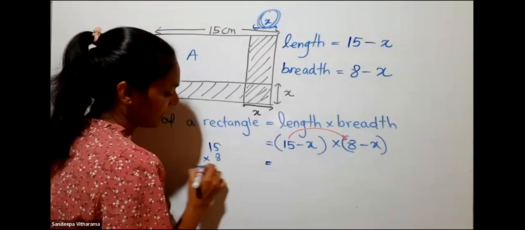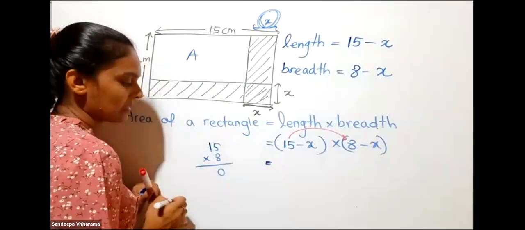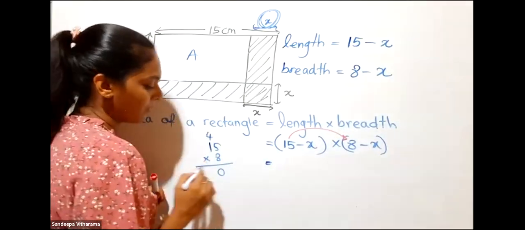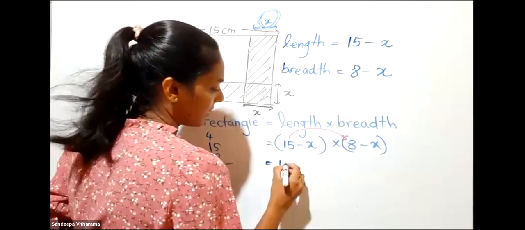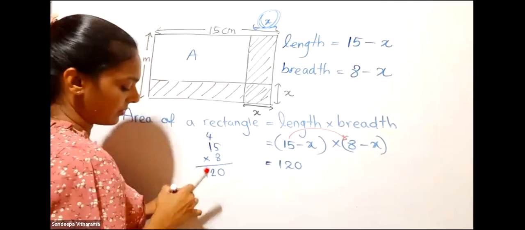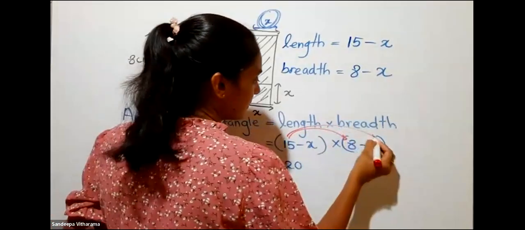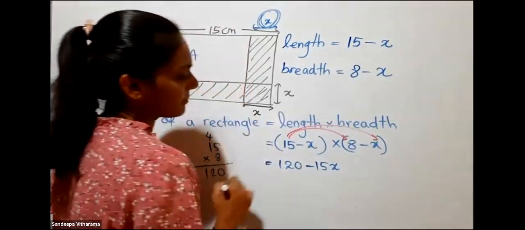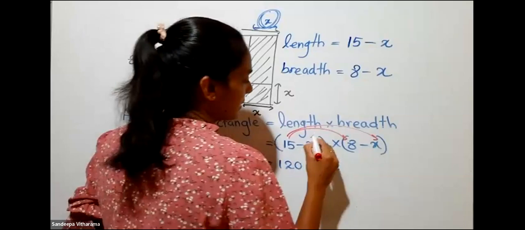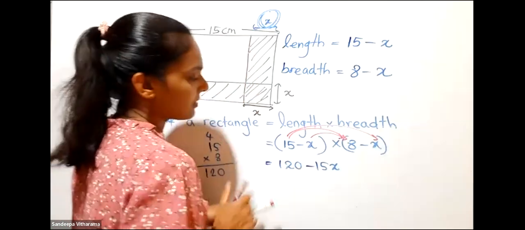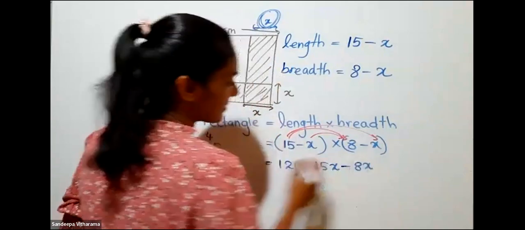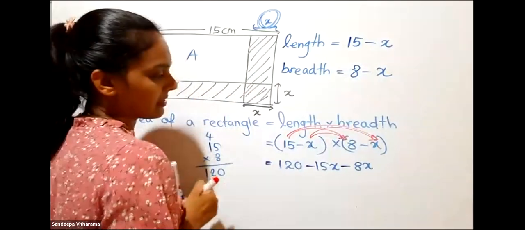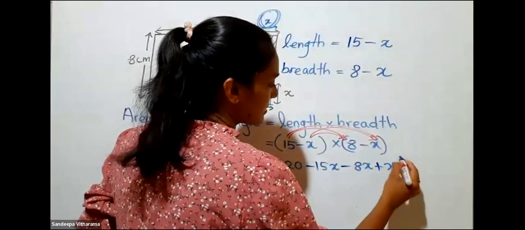15 multiplied by 8. 8 into 5, it is 40. 4 remaining. 8 into 1, 8 plus 4, it is 12. Then the answer is 120. Then 15 into x, the answer is minus 15x. Then minus x into 8 is minus 8x. Then minus x into minus x, the answer is plus x square.